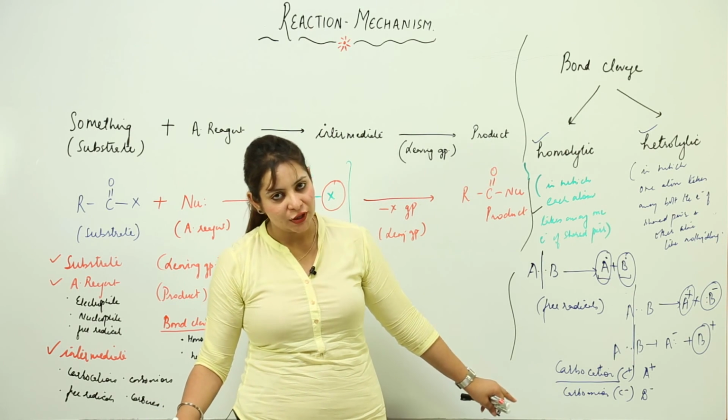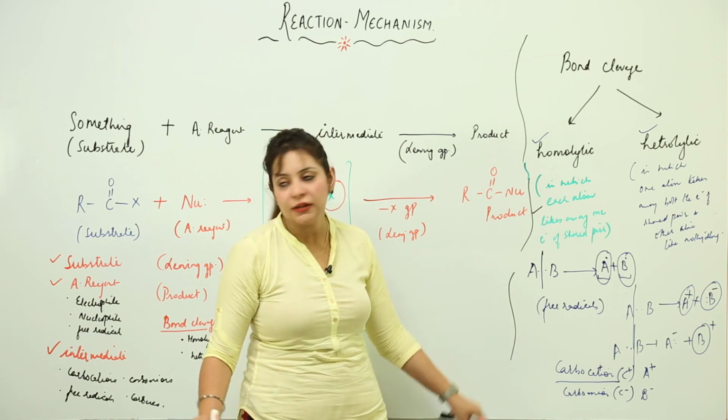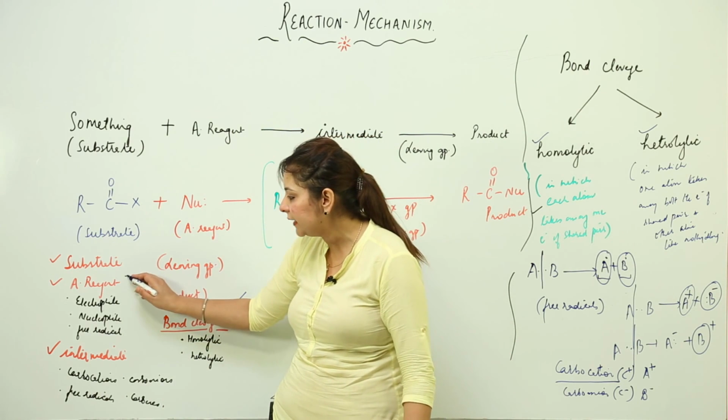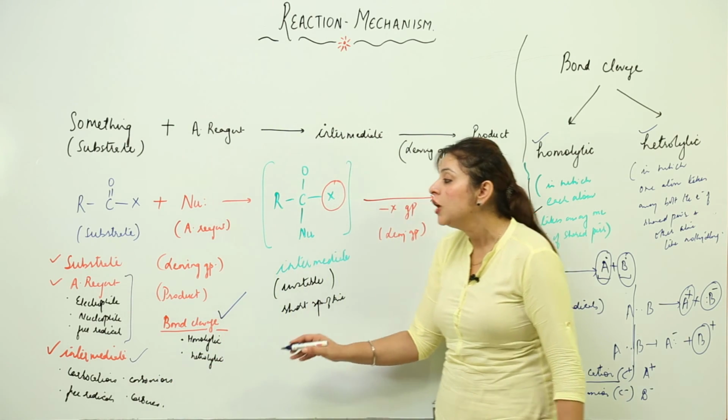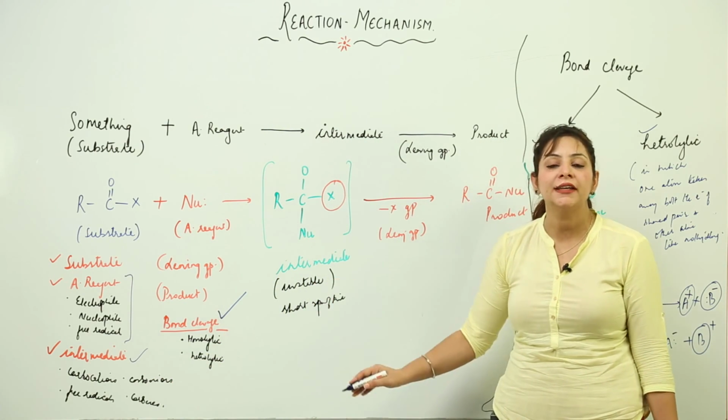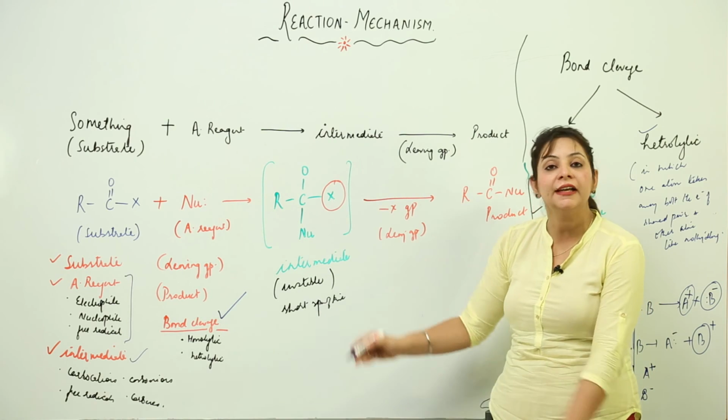Now we will be discussing the attacking reagent first, then we will discuss the intermediate. So just look at the board, at what types of attacking reagent a substrate actually encounters.